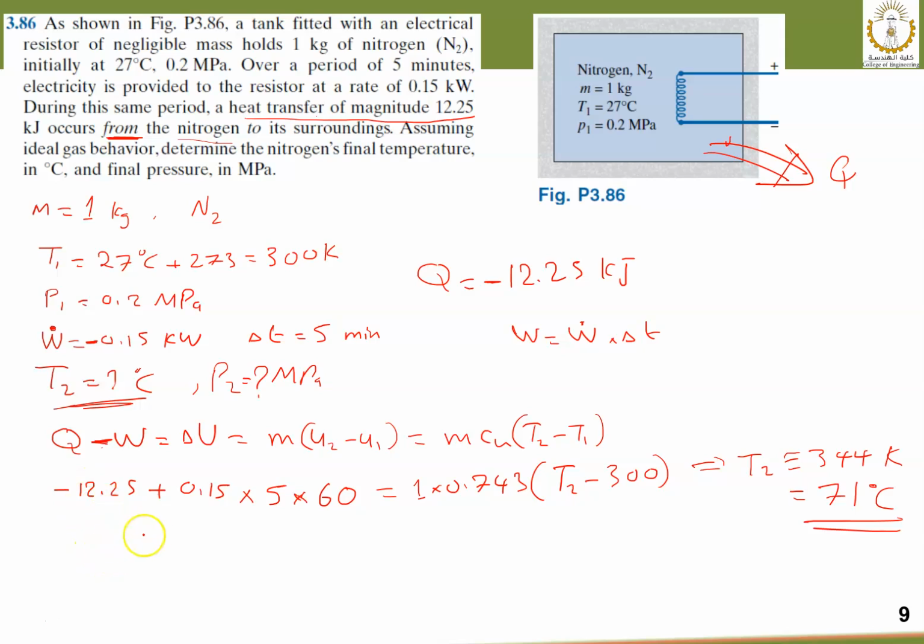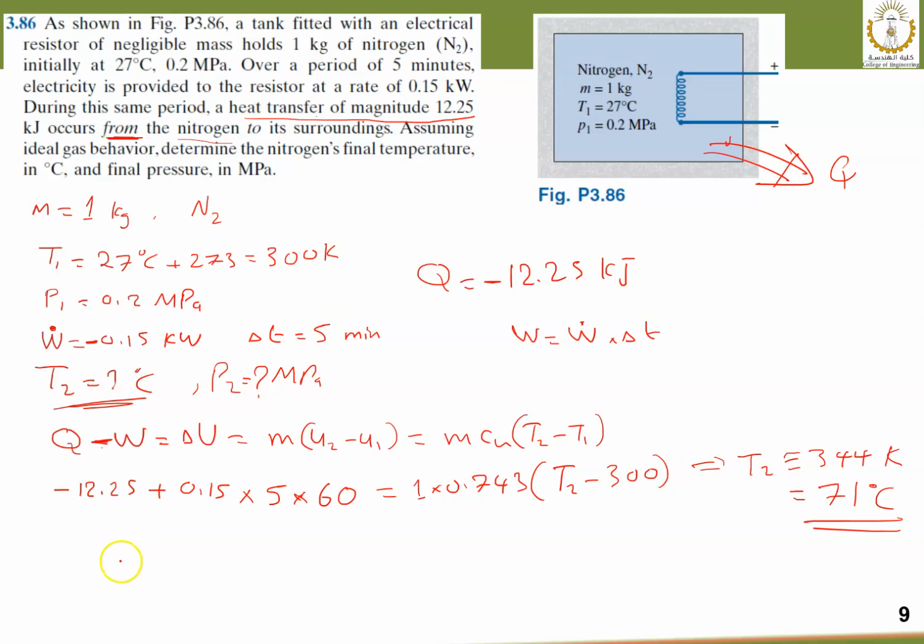And of course here you notice that when we provide the electrical heater, it adds heat to the nitrogen. So it's only logical that the temperature will increase, will rise. So the answer is logical.